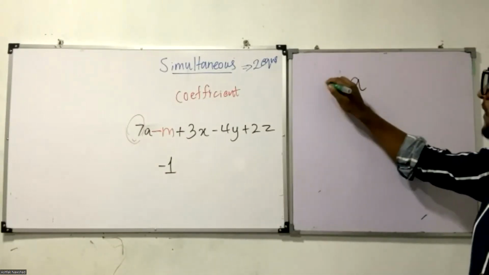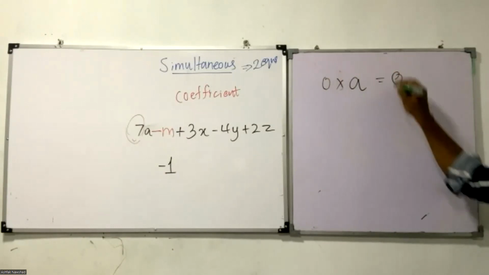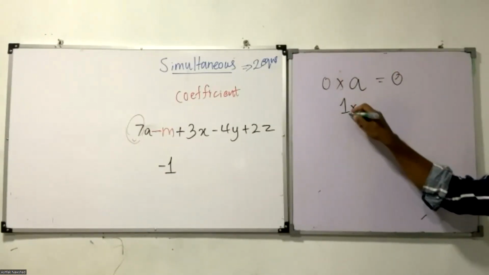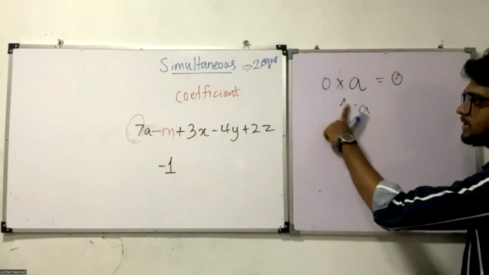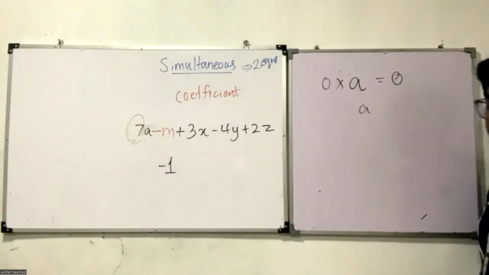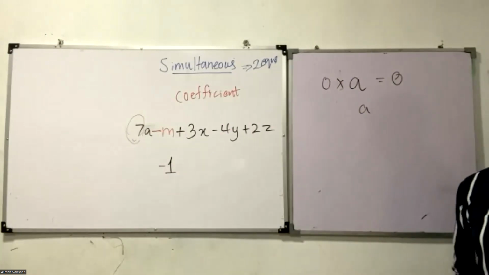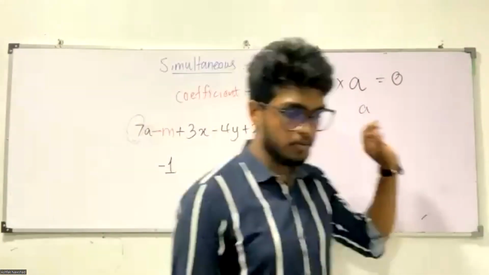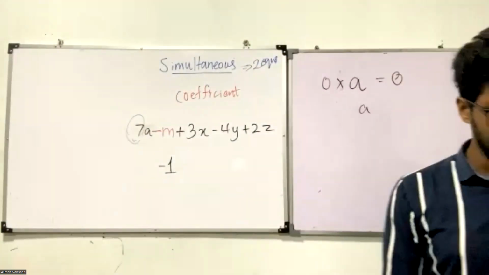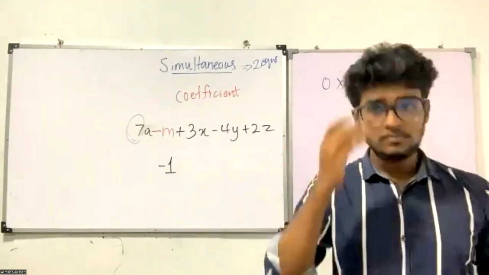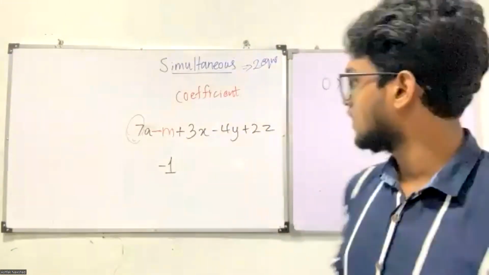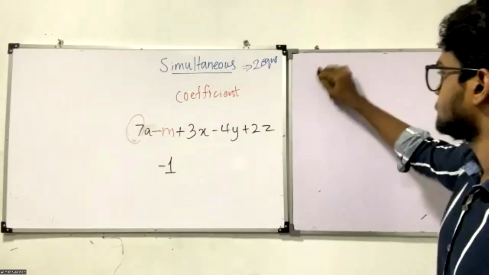Because if you multiply something by 0, it becomes 0. So in order to generate A, I'll have to multiply A by 1. So A's coefficient is 1. Cool. So now you guys got the idea of what a coefficient is? Alright. Now let's move into the lesson.